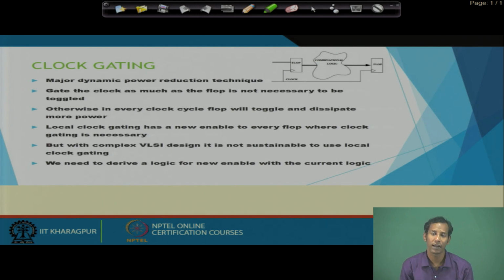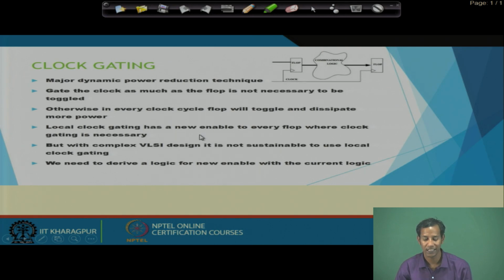The clock will now be enabled, which is known as the gated clock. So, clock gating is the major dynamic power reduction technique, as we can reduce the clock tree power consumption to a great extent, which means we can reduce the dynamic power consumption and gate the clock to the flip-flops that do not need to be toggled. Otherwise, in every clock cycle the flop will toggle and dissipate more power.